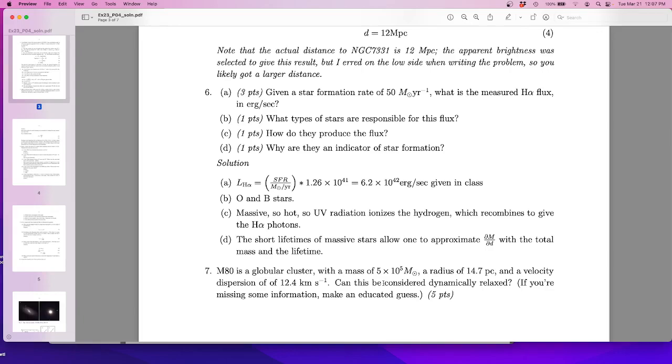Yeah. So you got T cross by doing the radius divided by the velocity dispersion? Yeah. Or the diameter divided by the velocity dispersion. Maybe I said radius. It's within a factor of 2. I don't care. Okay. Yeah.